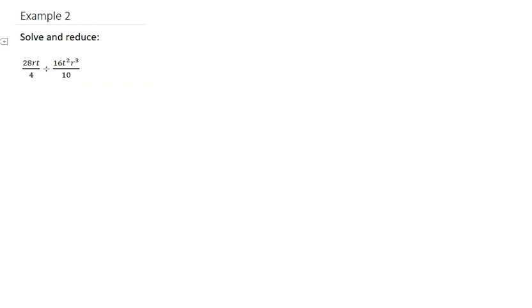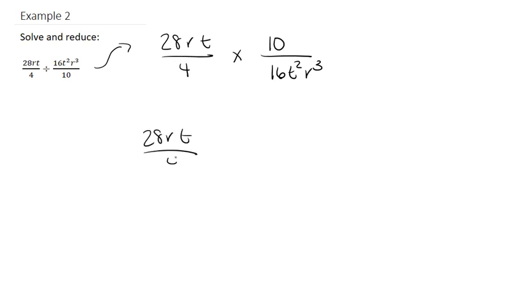Solve and reduce. So let's go ahead and set this up. So we have 28 RT over 4 times, we really have 10 over 16 t squared over r to the third. Now we're going to write out these if we want. And so what we do, we can go 28 RT over 4 times 10 over 16 t r.